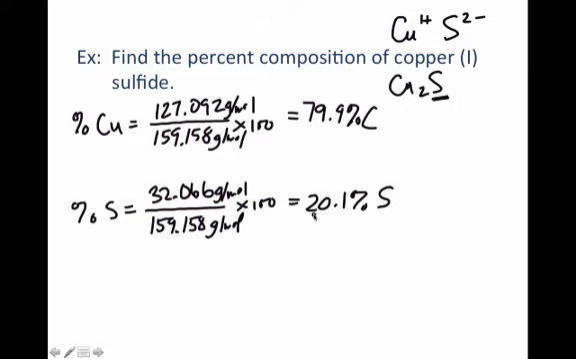But I think the advantage to doing both the calculations, if you look at these 2 numbers and you add them up, they should come out pretty close to 100, and then that's a way that you can tell that you've done the problem correctly. So that would be our first example of a percent composition problem.